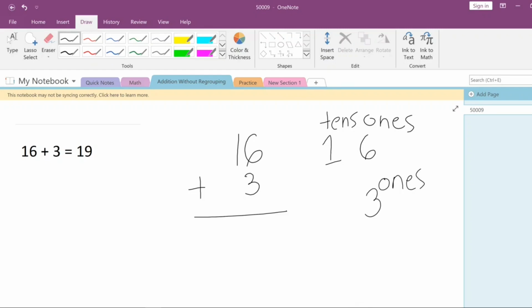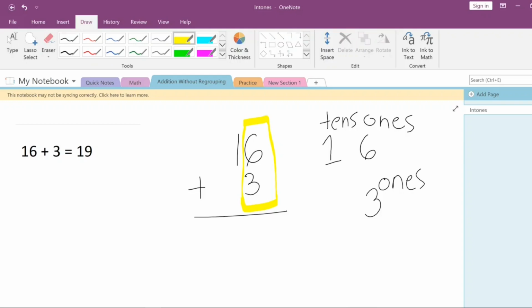When we do this kind of math or addition, adding numbers like this, we have to make sure that the ones are all of the same alignment. So 6 and 3 should be of the same alignment, like you can see here. 6 and 3 are both on the right side, and then the 1 is next to it. So 6 and 3 are both ones, and 1 is tens.